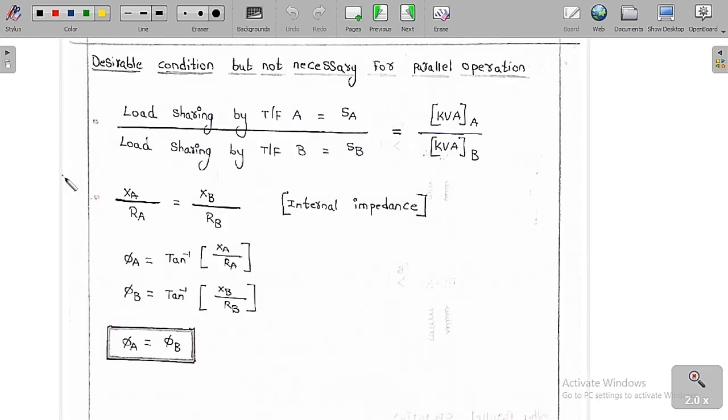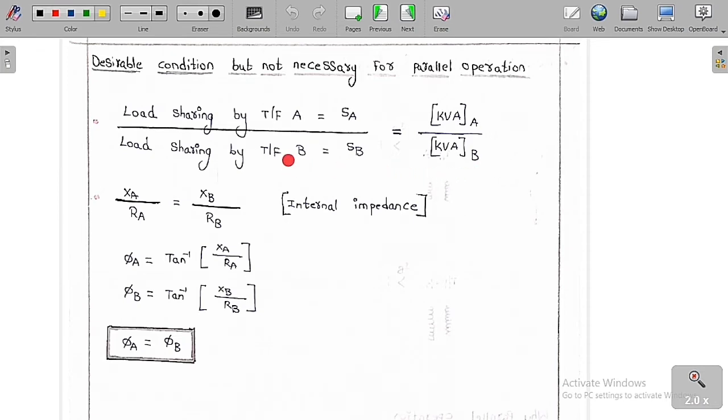So now the desirable condition. A desirable condition means it is not a necessary condition. It is desirable but not necessary for parallel operation, which is the load sharing by transformer A and load sharing by transformer B, which is equal to SA by SB equals the KVA rating of transformer A by the KVA rating of transformer B.